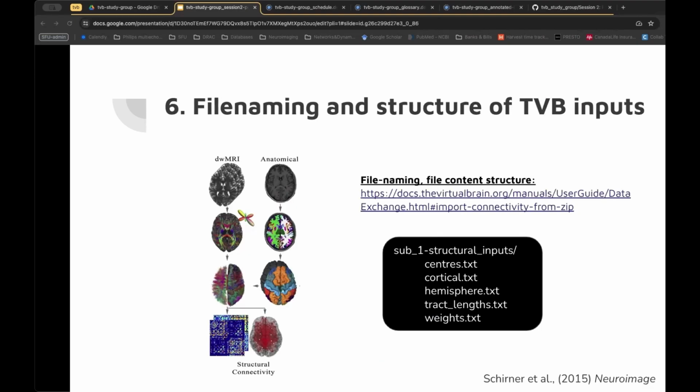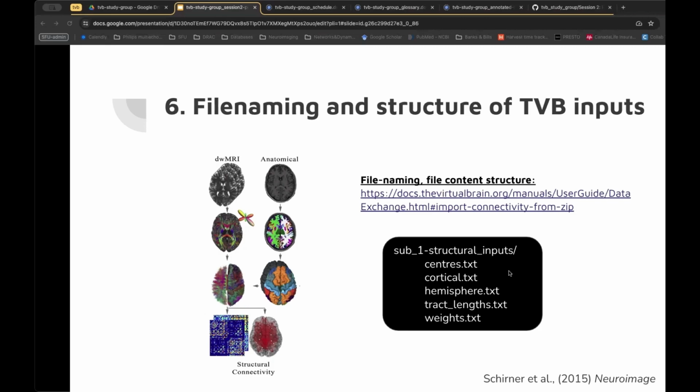Yeah. So TVB expects certain inputs and structures for the files that you input into it. In the black square you see at the bottom, that's an example of a directory for a certain subject and the inputs that get fed into TVB. So it really just takes these text files. And if you follow the hyperlink above, TVB provides pretty good documentation about what it expects from its inputs. So there's certain keywords that you can use in file names.